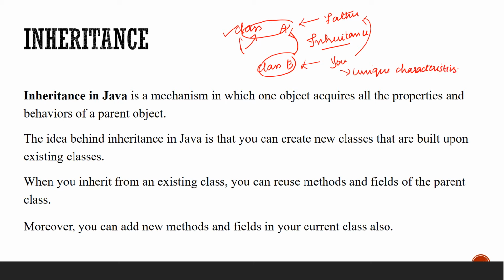Correct. So, what is inheritance? Inheritance is a mechanism in which one object acquires all the properties and behaviors of a parent object. Here the child class can have its own unique characteristics also, and it also consists of the characteristics and methods consisted by the parent class. Are you clear with this? Let's move on.